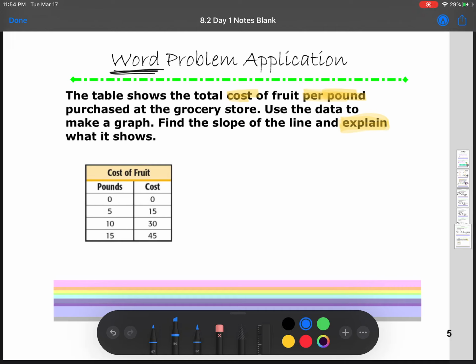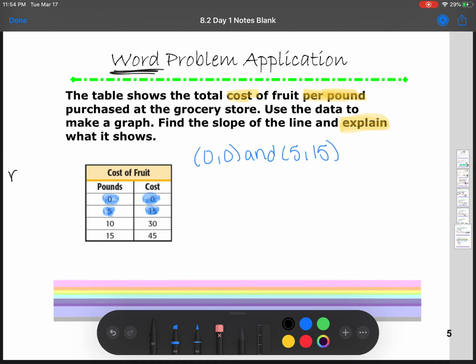Okay? I'm going to show 2 ways to find the slope. In the first one, I'm going to use the points 0, 0 and 5, 15. I'm going to do this so that you can see using different points is still going to give you the same answer. So, using 0, 0 and 5, 15.